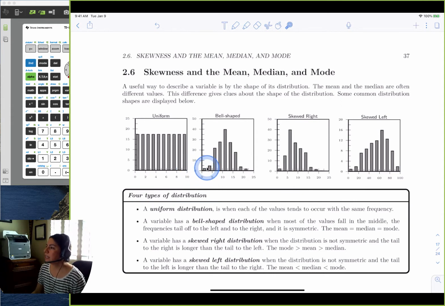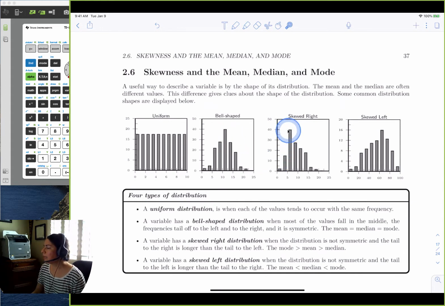The bell shaped is where it has a peak right in the middle and it splits your data in half. So that's where you would have a perfect Q2 cutting the rectangle in half on your box plot. And so whatever's on the left, that area is on the right. So it looks perfectly cutting that data in half at that peak.